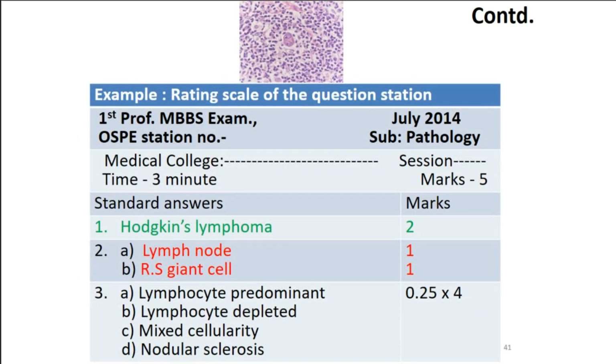Example. Rating scale of the question station. First Professional MBBS exam. OSPE Station. Medical College. Time 3 minutes. Standard answers: 1. Hodgkin's lymphoma. 2. A. Lymph node. B. Reed-Sternberg giant cell. 3. A. Lymphocyte predominant. B. Lymphocyte depleted. C. Mixed cellularity. D. Nodular sclerosis. July 2014. Subject: Pathology. Marks 5. 0.25 x 4.